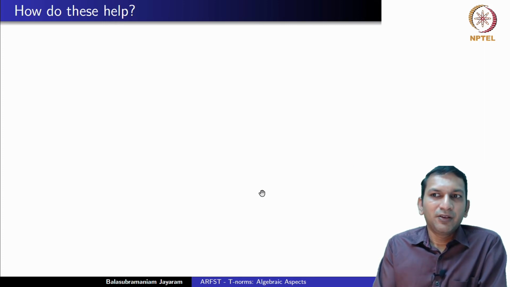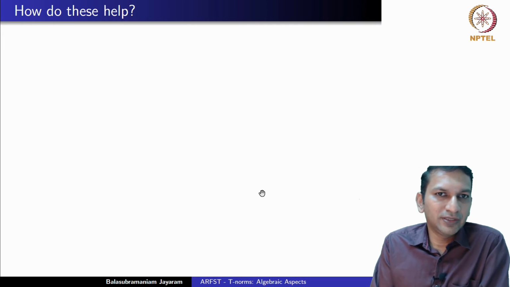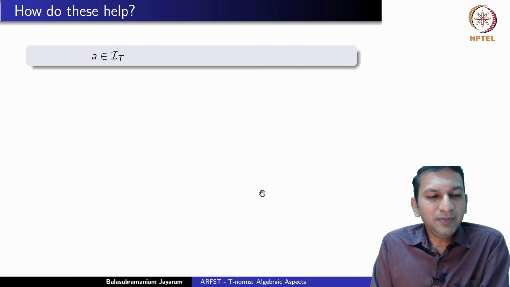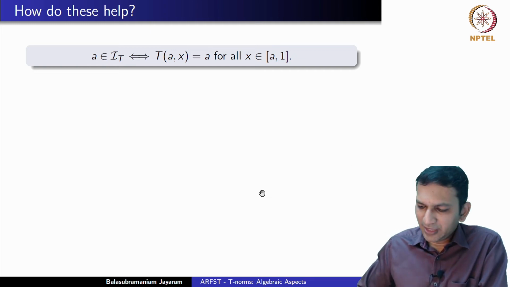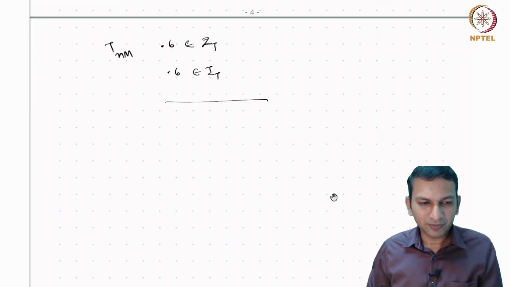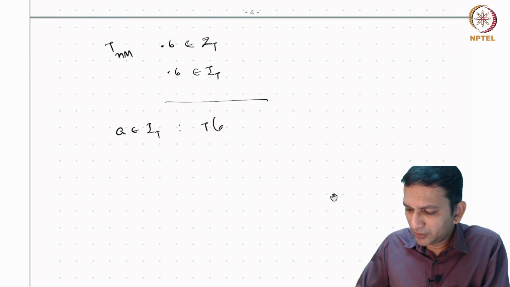Well, we have introduced these three concepts of idempotence, nilpotence, and zero divisor. How do these help us? Let's look at this. If an element is an idempotent element of a T-norm, what do we know? We know that for every x greater than or equal to a, T of A, x is a. Now, once again, this can be easily proven by monotonicity. What do we have? We have a element of IT.